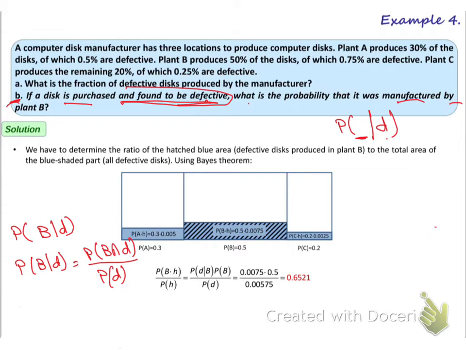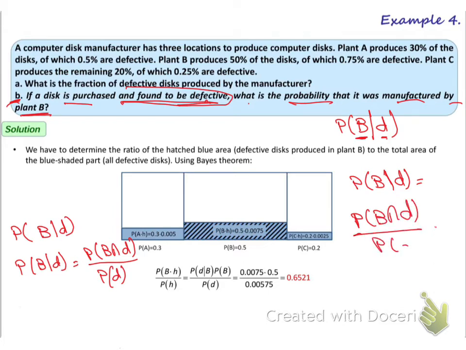So here he is asking about the probability of being manufactured by B, and it is given that it is defective. Okay, so this is his question. So the probability of B given D can be found in different ways. If you remember, we said the probability of any given thing, we can write it as the probability of B intersect D divided by the probability of D.